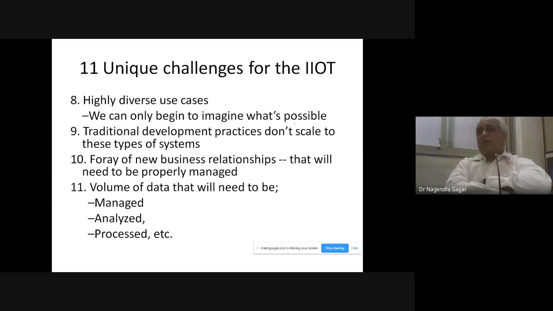So highly diverse use cases, we can only begin to imagine what is possible. Traditional development practices don't scale to this type of system. So my traditional mechanisms of system design won't scale up. I need to design a foray of new business relationships that will need to be properly managed. So these are the new business styles and ideas that I need to work with. And the last one is the volume of data that will need to be managed, analyzed, and processed.